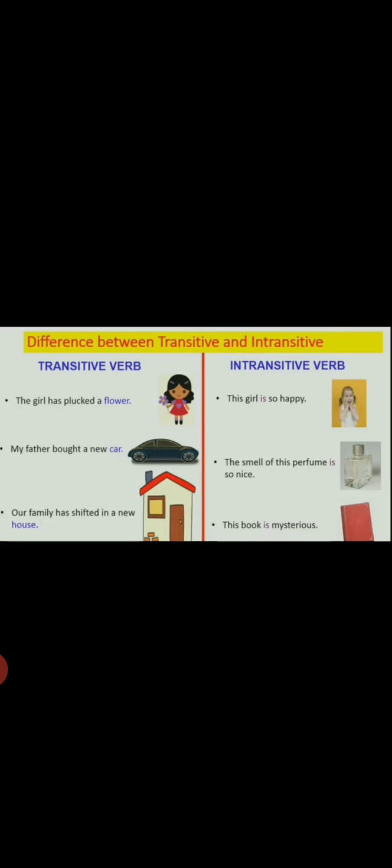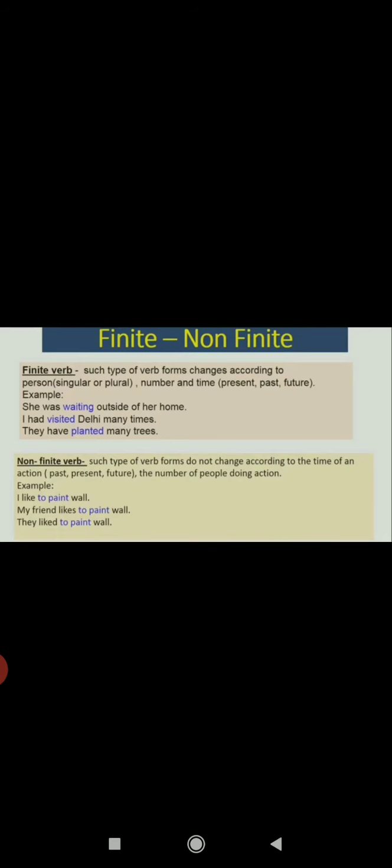Finite or non-finite verb. What is finite verb? Such type of verb forms change according to person, singular or plural number, and time: present, past, future. Okay? Example: she was waiting outside of her home. I had visited Delhi many times. They have planted many trees. Students, here waiting, visited, planted, all these are finite verbs.